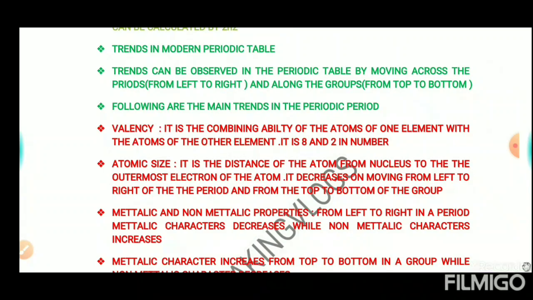Another trend observed in the periodic table is the atomic size. It is the distance of the atom from the nucleus to the outermost electron of the atom. It decreases on moving from left to right of the period and increases from top to bottom of the group. When we move from left to right of the periodic table, the atomic size of the element decreases, while when we move from top to bottom of the group, the atomic size of the element increases.